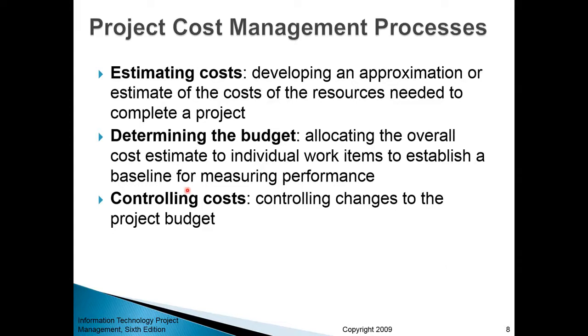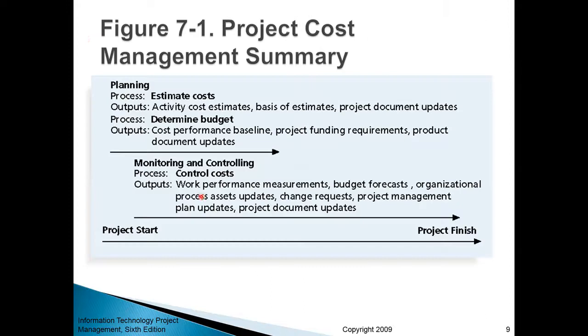And then another important process, controlling cost. It means controlling changes to the project budget. In other words, you see whether you adhere to the originally approved budget, and if not, then you make changes to the budget, you make some adjustments, you communicate those changes, and so forth.